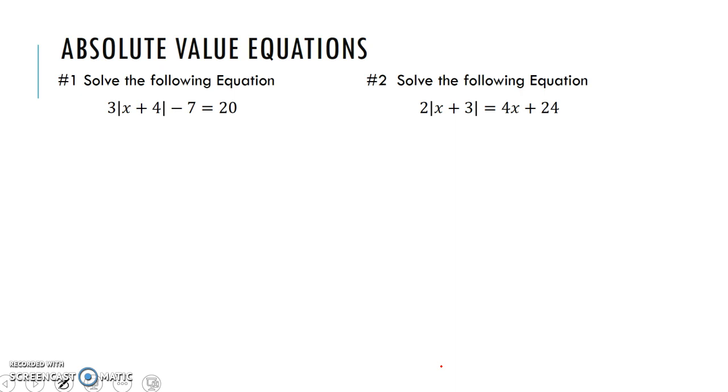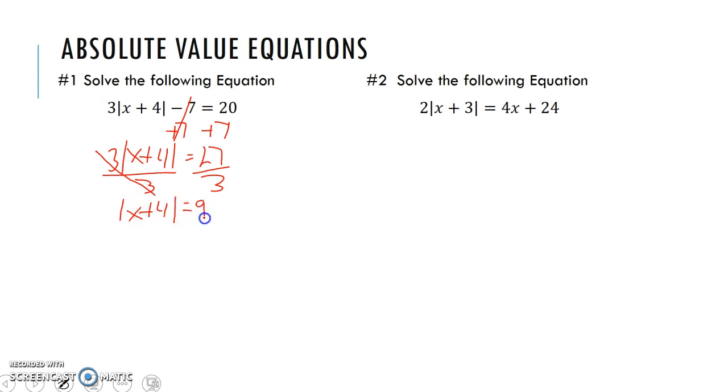So in Algebra 1, you were solving absolute value equations that look something like this. Let's go through each of these to make sure that we know what we're looking for here. First thing I'm going to do is get the absolute value part completely by itself. So I'm going to start here by adding 7 to both sides so that I have 3 times the absolute value of x plus 4 is equal to 27. Then I'm going to divide everything by 3 so that I can just have the absolute value completely by itself. So now I have the absolute value of x plus 4 is equal to 9.